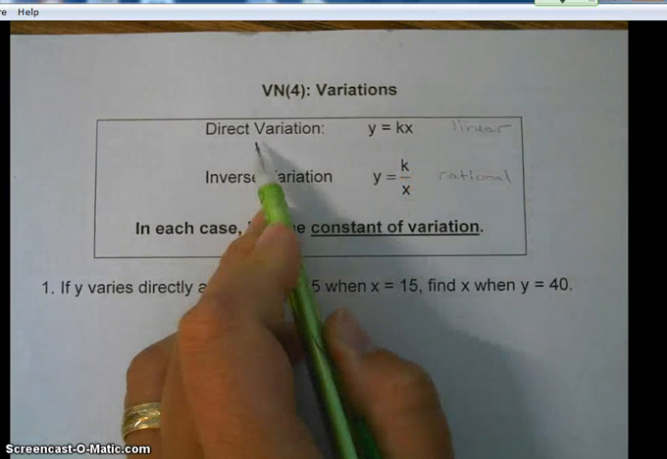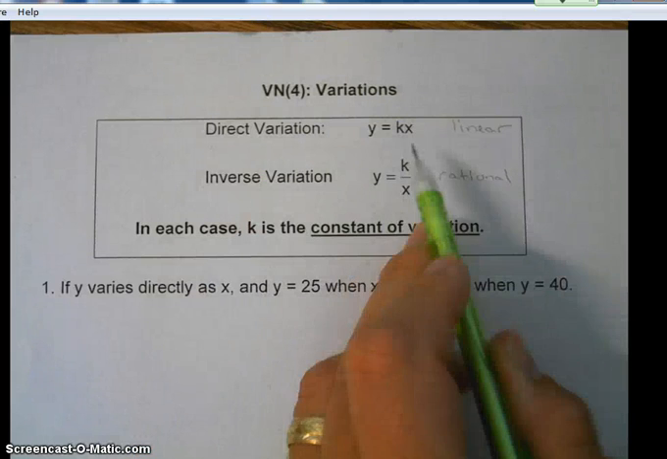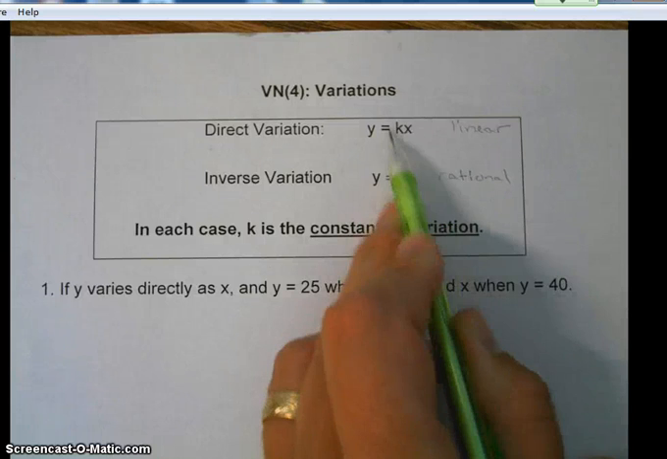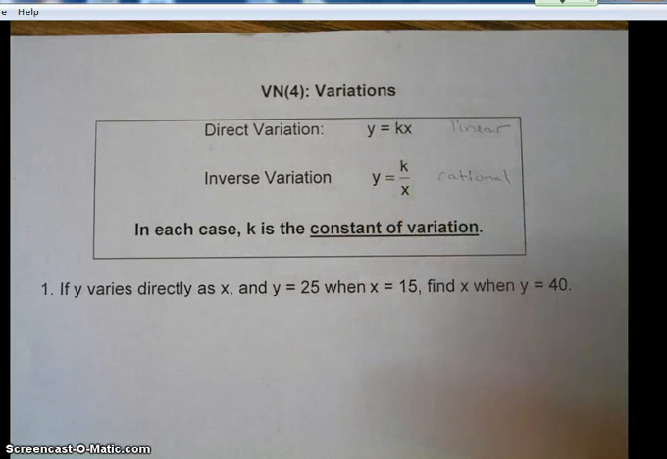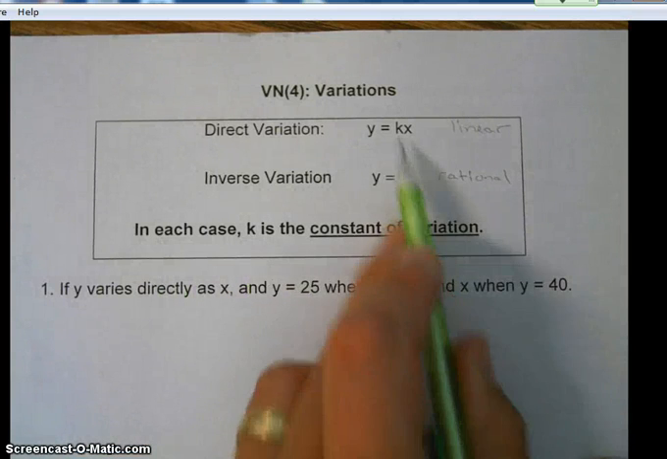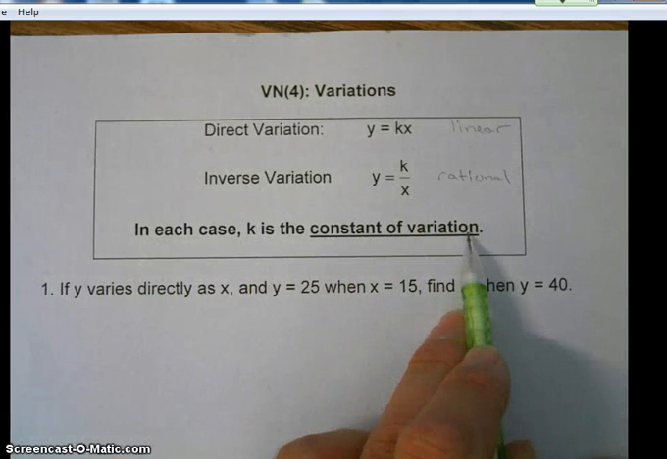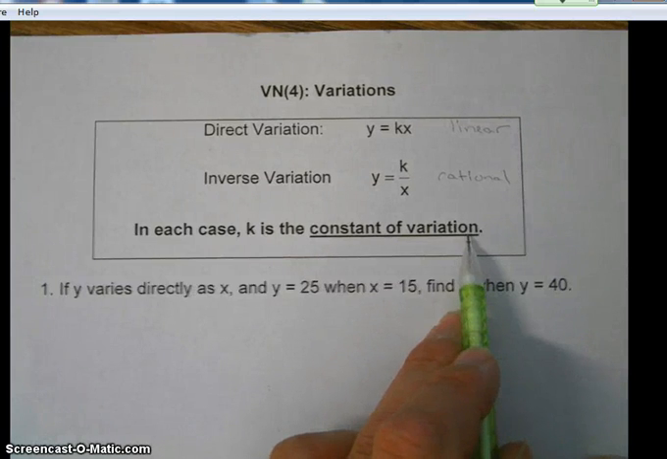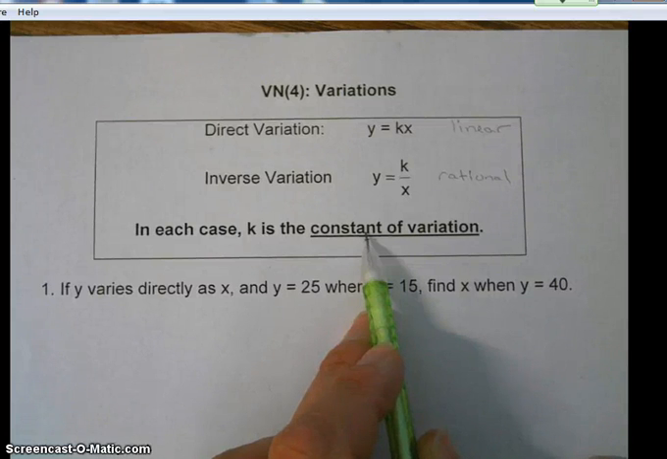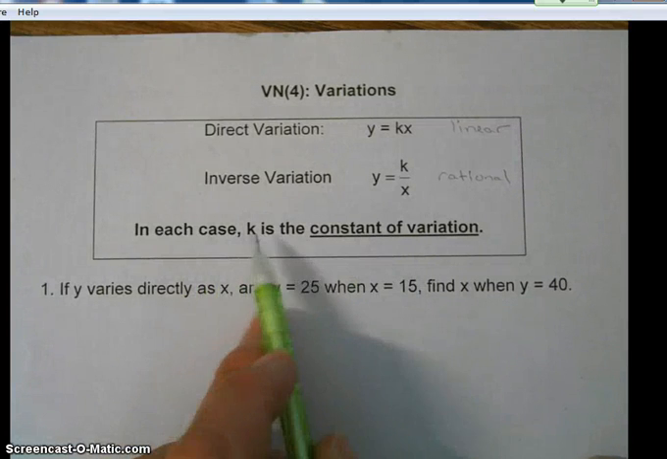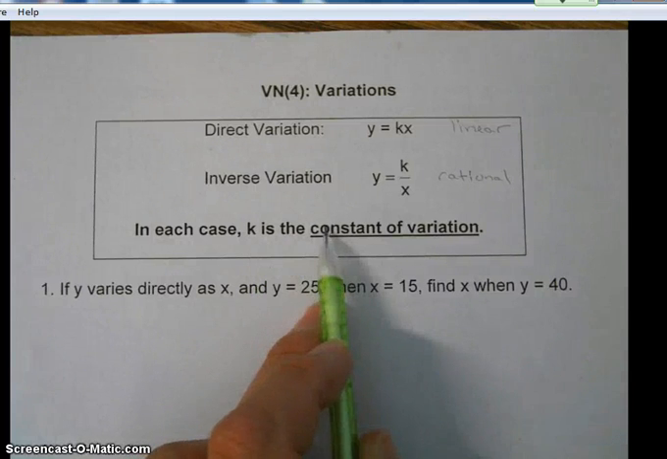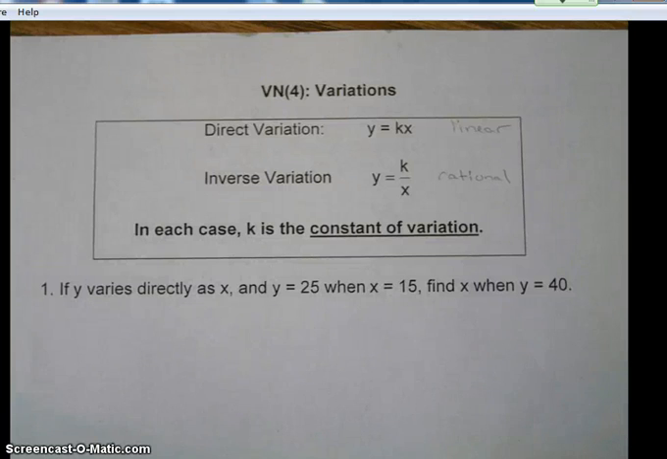Now, you learned about direct variation in Algebra 1, so this probably looks familiar to you. Notice the k value is in the slope position. Okay? Now, in each case, the k value here is the constant of variation. So that's going to be our first step, is to figure out what k is. Let me say that again. The first step is to find out what the value of k is. So there's going to be two parts to these problems.